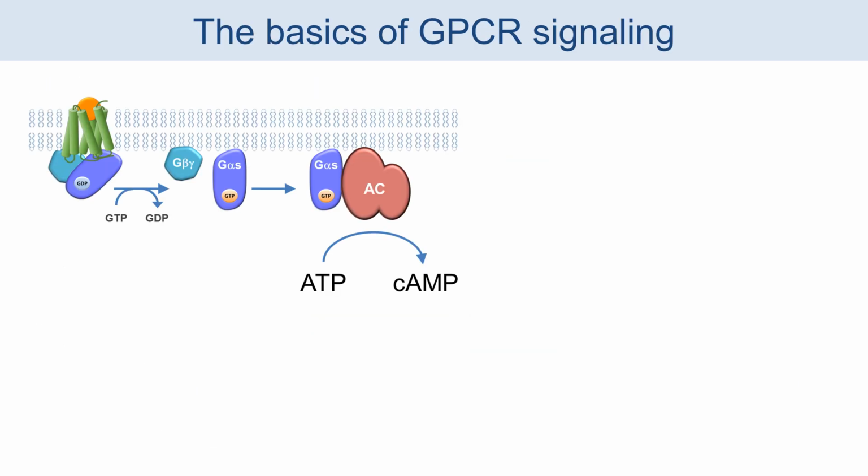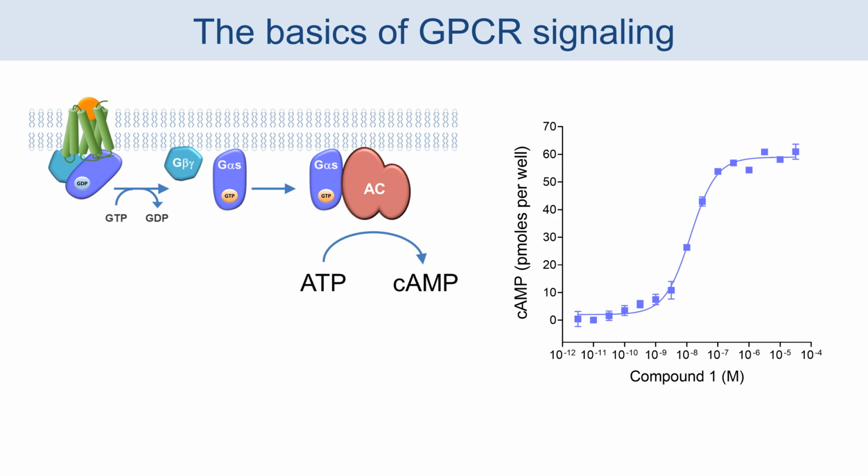Let's start out here with the basics of GPCR signaling. As you know, when GPCRs are activated by agonists, they stimulate signal transduction cascades. Here we have the cascade for cyclic AMP generation. The GPCR activates the Gs G protein, which activates the enzyme adenylyl cyclase, which converts ATP to cyclic AMP.